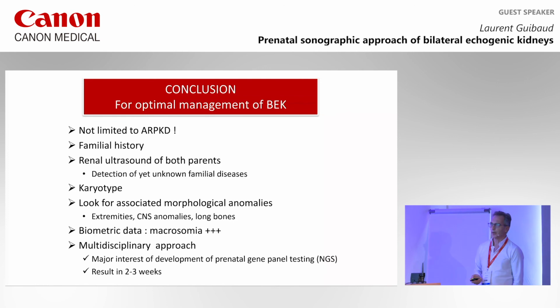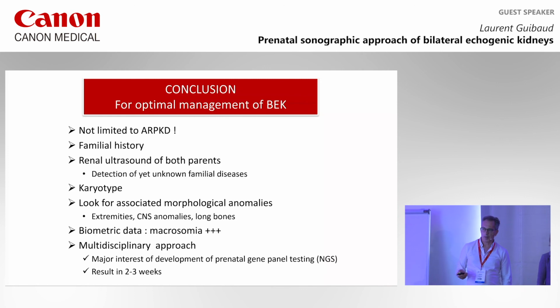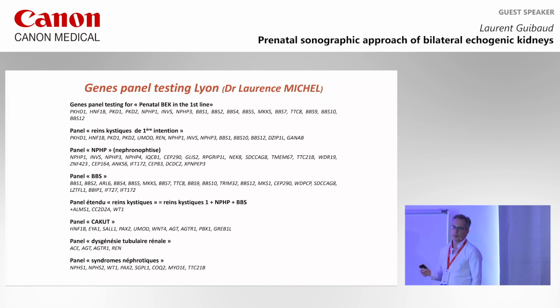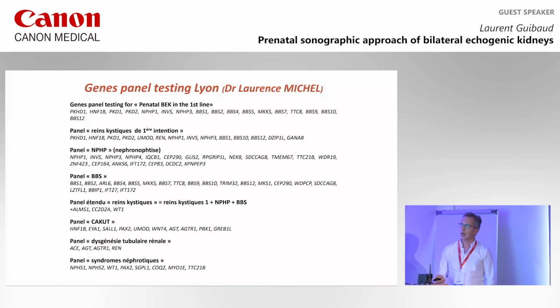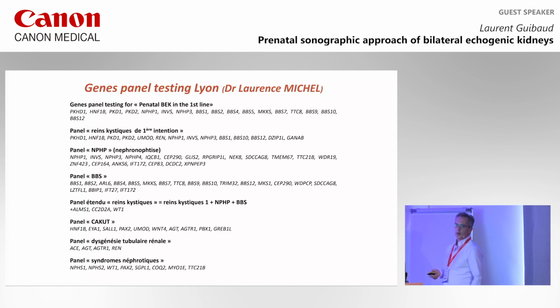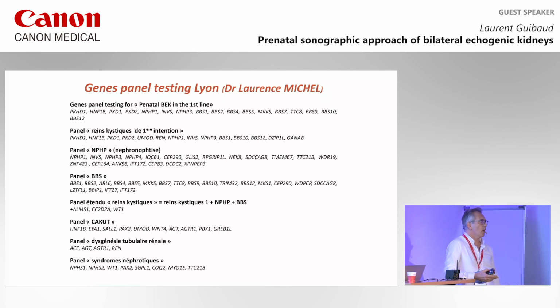And in our center, we have developed NGS, and the result is in 2 or 3 weeks. So when we are facing echogenic kidneys at 22 or 20 weeks, we ask for this panel, and we have all these genes. And it's maybe interesting, because if you are dealing with Joubert syndrome, I can do something about Joubert syndrome, but you have many genes, more than now I think we are almost at 30 genes, and there is no good correlation between the phenotype and genotype.